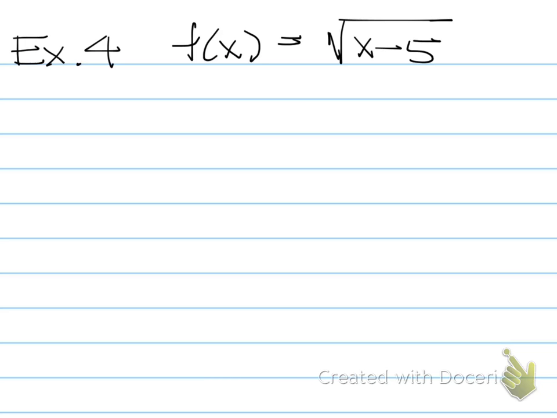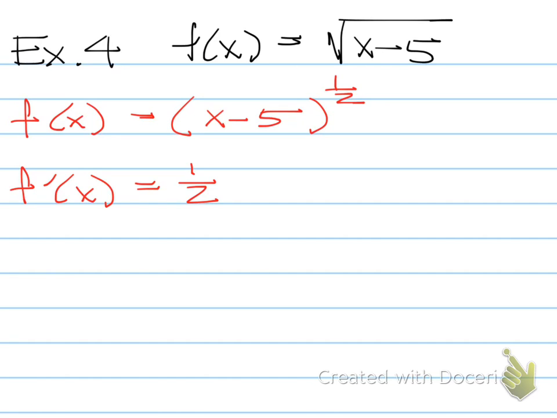Here we have a composition of 2 functions. The outermost function is the square root. I can rewrite that square root as that quantity to the 1/2 power. The innermost function would be that x minus 5. And so we're going to use the chain rule. We're going to take the derivative of the outermost function at the innermost function and then multiply that by the derivative of the innermost function.